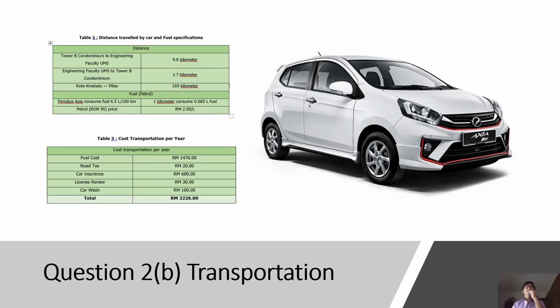The road tax, car insurance, and license renewal only have to be paid once per year. Road tax is 20 ringgit, car insurance is 600 ringgit, license renewal is 30 ringgit. And last but not least, Kamaluddin also has to wash his car, which costs a total of 100 ringgit per year. And the total transportation cost is 2,236 ringgit. That's all from me. Thank you.